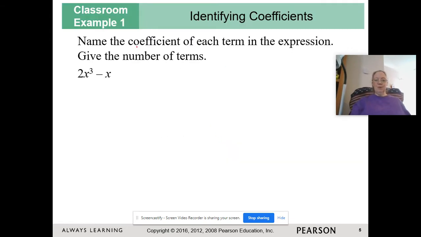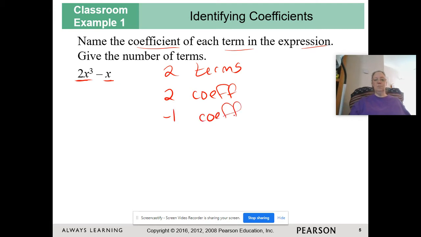Okay, so name the coefficient of each term in the expression. So first thing we have to do is figure out how many terms there are. And when I say how many terms, that is in the simplified form. So simplify it first. So I have this term and I have this term. So I've got 2 terms. And the coefficient for the x cubed term is 2. And the coefficient for the x term is -1. All right, so 2 terms. 2 is what we call the leading coefficient, and -1 is the coefficient for the x term.